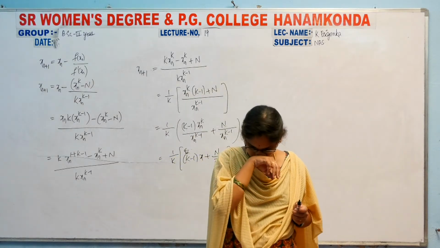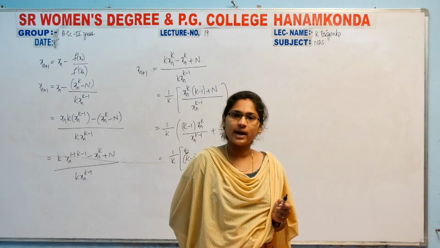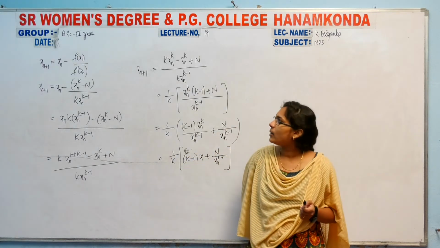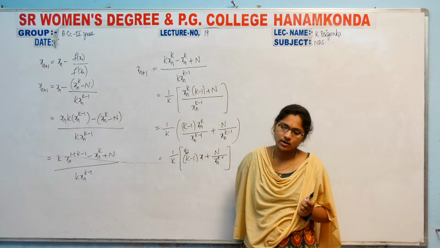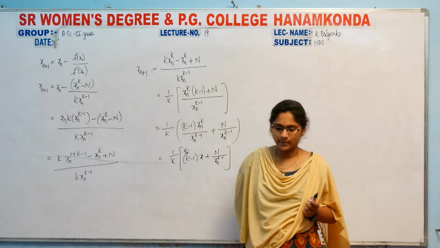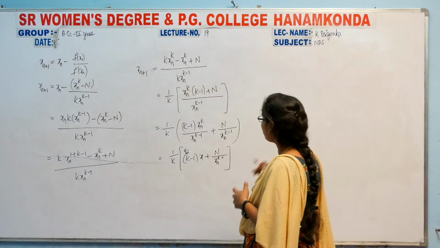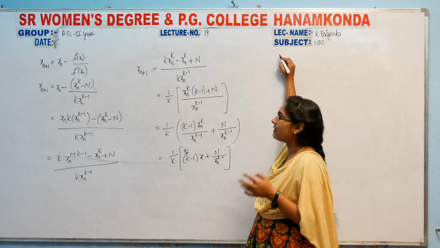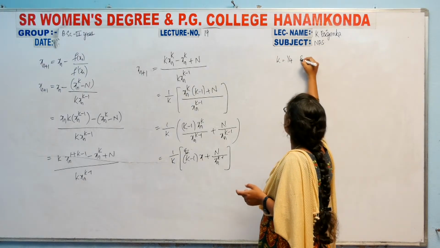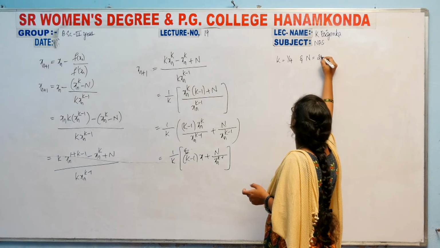Next, what they asked: derive a formula for finding the kth root of a positive number. So this is the formula. And hence compute the value of 25 whole to the power of 1 by 4. The power is 1 by k, so here k is equal to 4 and capital N is equal to 25.